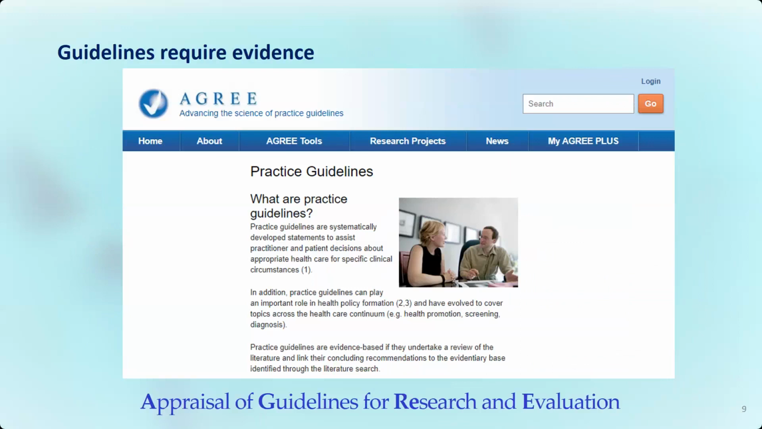Anybody can put together guidelines, but there's a difference between those that are based on people's opinions and anecdote and those that are based on actual objective assessments of empirical data. And the latter are what we look for. And if you go searching for a guideline on any particular clinical topic, you know, how to treat ingrown toenails, whatever, you'll find lots of guidelines.